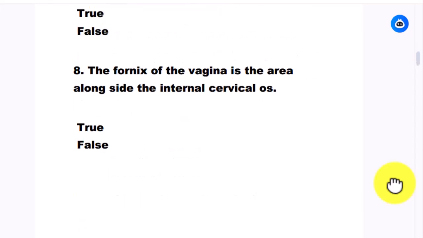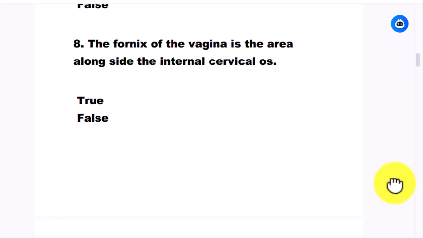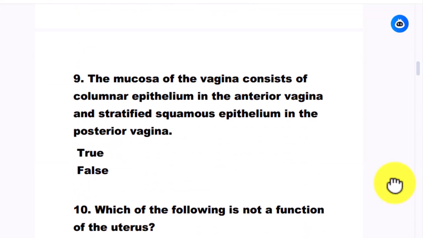True or false? The fornix of the vagina is the area alongside the internal cervical os. True or false? The mucosa of the vagina consists of columnar epithelium in the anterior vagina and stratified squamous epithelium in the posterior vagina. True or false?